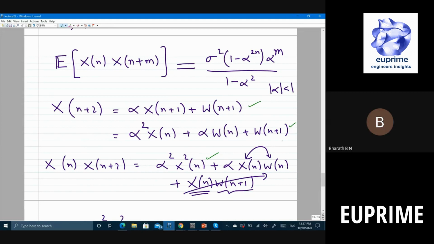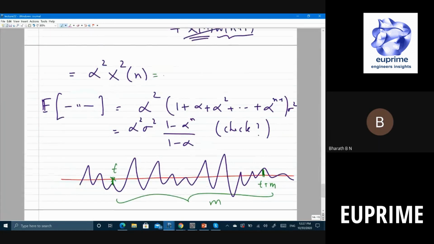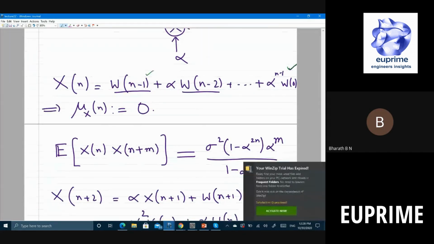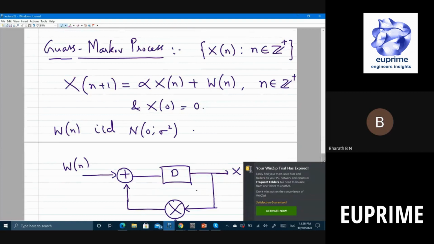So x of n times w of n plus 1 is 0. X of n has w of n minus 1, so this is also 0. So we only need to take alpha squared x squared of n. This gives me alpha squared times the expected value of x squared of n. Each square I have to consider, but the cross terms will be 0. So w squared, the first term squared, is sigma squared. This is alpha squared sigma squared, and so on. So that's what we have.